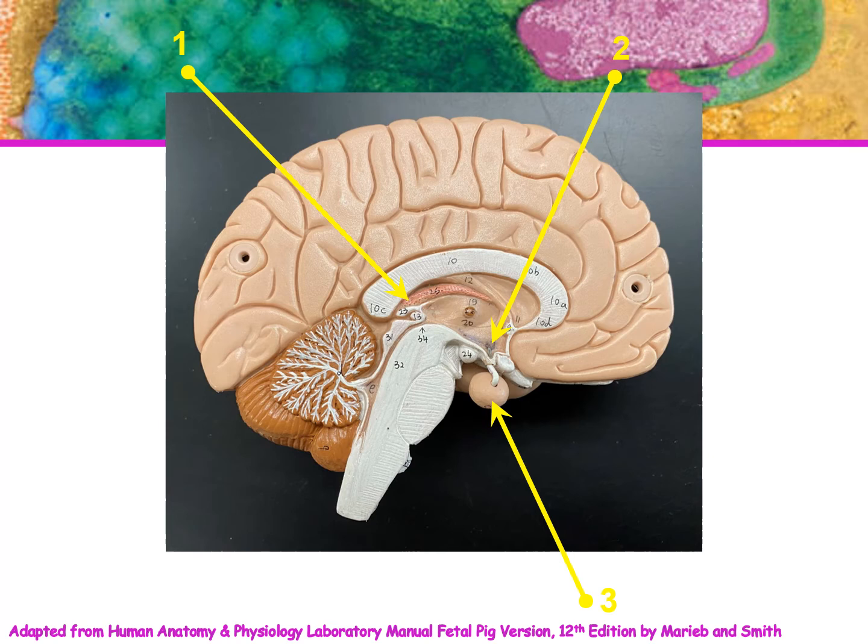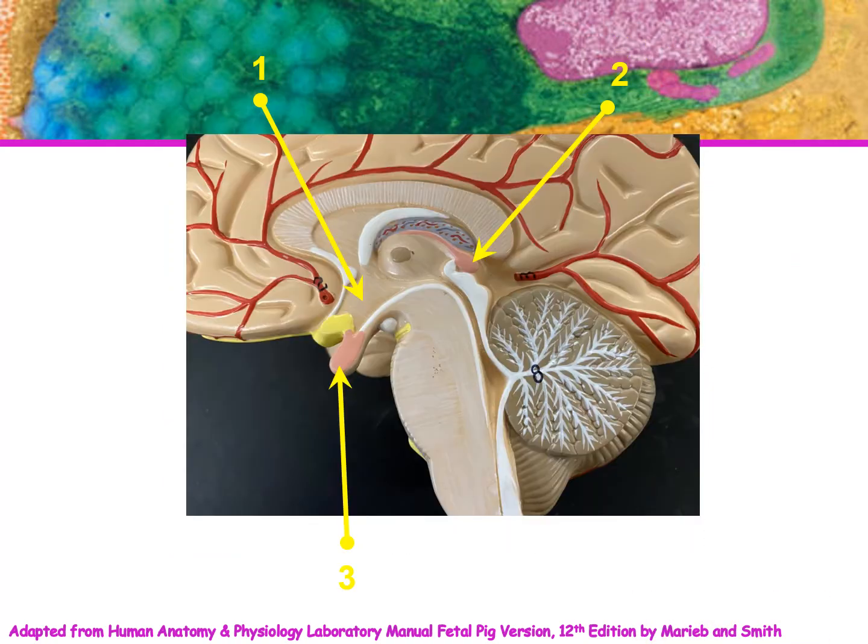This diagram shows us 3 important glands that are present in the brain. Number 1 shows us the location of the pineal gland, 2, the hypothalamus, and 3, the pituitary gland. This also shows us the location of the same 3 glands. So in this image, 2 represents the pineal gland present in the third ventricle.